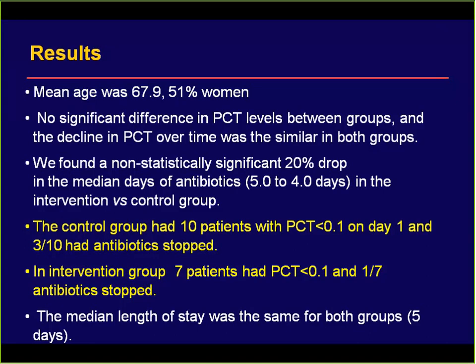But what was interesting is, altogether, there were 17 patients who had a procalcitonin level less than 0.1 on day one. So a third of the patients had a low level of procalcitonin, and potentially could have had antibiotics withheld. In the control groups, where they didn't even know the procalcitonin data, 10 patients had a procalcitonin level less than 0.1, and in 3 of those, they stopped the antibiotics. So without the procalcitonin, they were willing to stop the antibiotics.